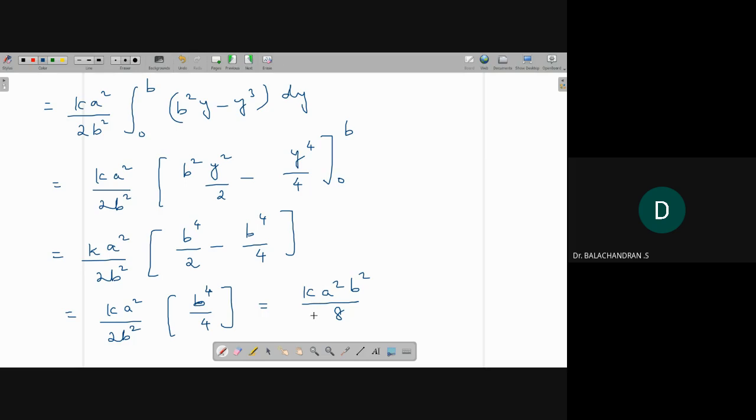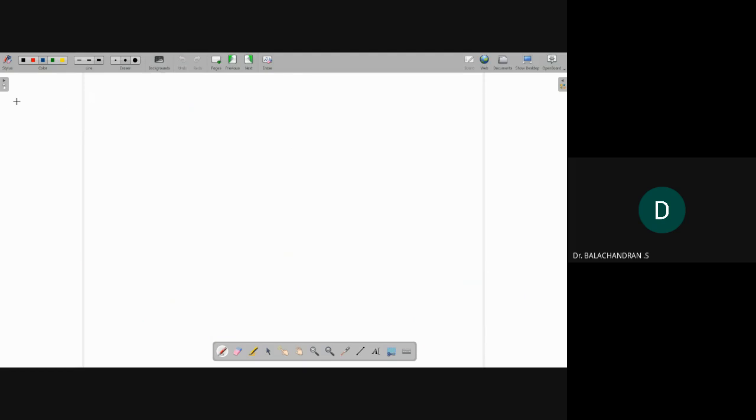So actually this is m. Okay, this is m. I need k. So k equal to 8m by a square into b square. Okay. So now I am going to find Ix, moment of inertia about x-axis.